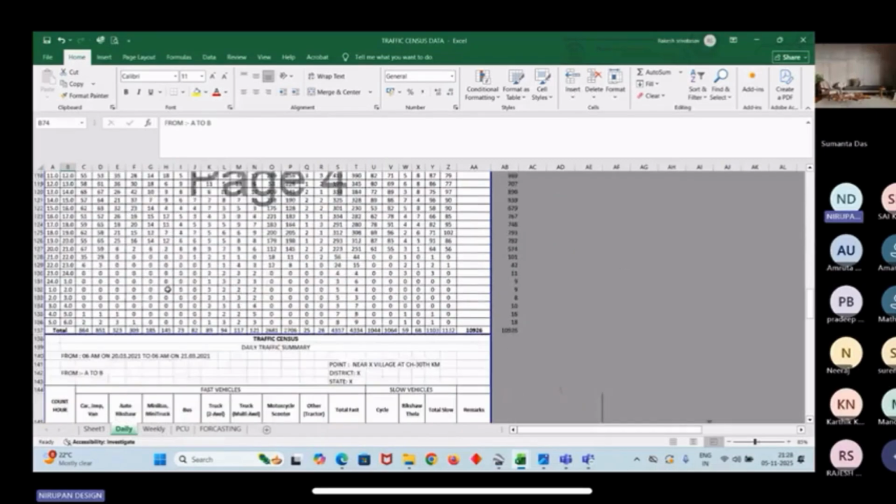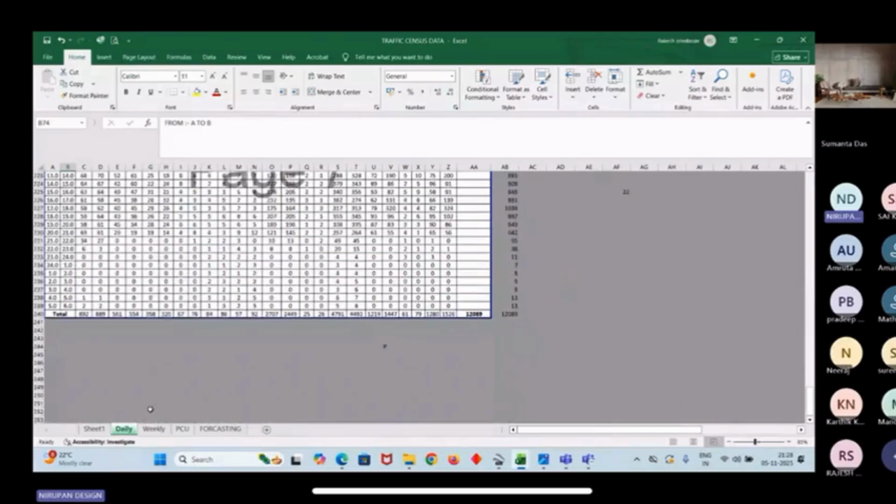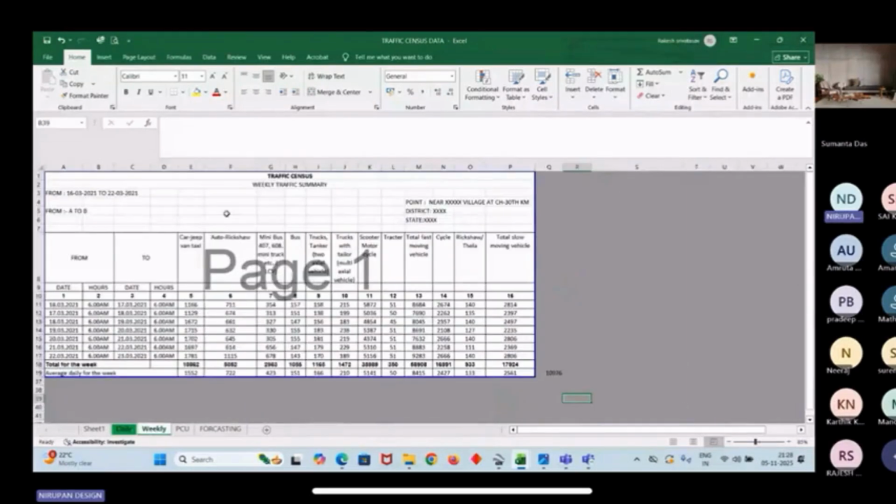After that you have to summarize all 7 days of traffic into one sheet. See, the weekly traffic summary: 16th of March to 22nd of March, this is 7 days. Same thing, 16 to 17, total up and down traffic. I have added the up and down traffic of four-wheelers, car, jeep, taxi, and auto rickshaw, three-wheeler. I have just added up and down traffic both. You can do up and down separately also.